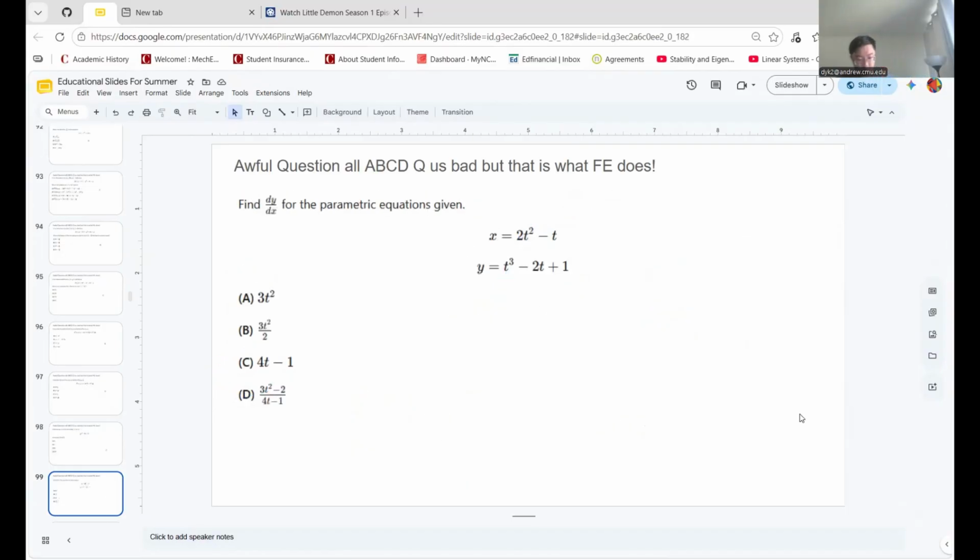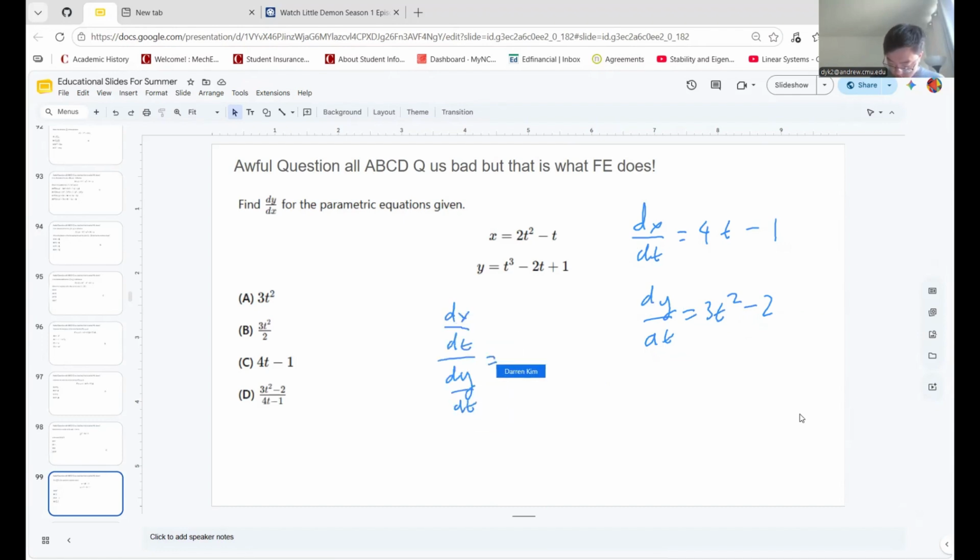Let's go to this one where we do a parametric equation. Obviously, what you do is dx/dt equals 4t minus 1, and dy/dt equals 3t squared minus 2, and then you just say dx/dt divided by dy/dt, even though that's not really proving it. Proving it is harder, but just stating the fact that this is true is not.